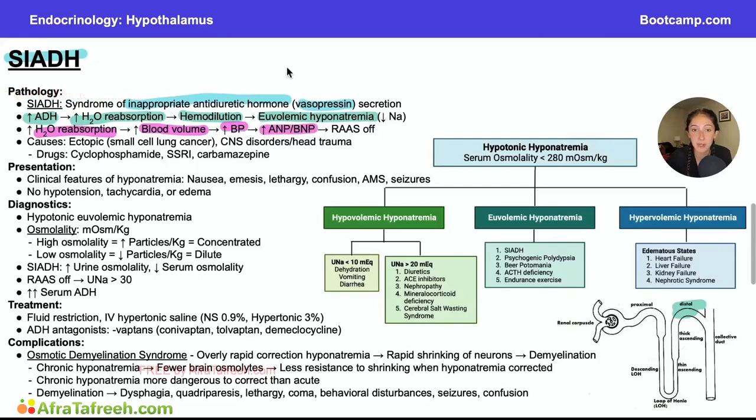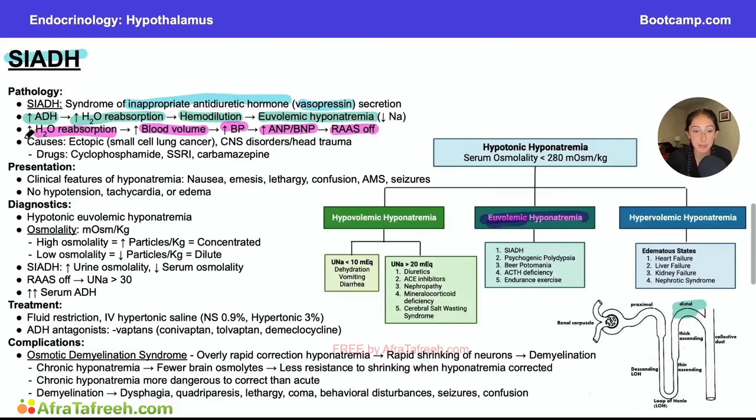Remember, this is atrial natriuretic peptide and brain natriuretic peptide, and their job is to shut off RAS. So because we're shutting off RAS in this situation, there's kind of a counterbalance of all this water that's being reabsorbed. So RAS is off, so we're not saving any of our sodium. We're excreting a lot of our sodium, and that's going to actually maintain a euvolemic state. That's why we're in the euvolemic hyponatremia category over here. Even though we are absorbing an inappropriate amount of water, the RAS is kind of helping us maintain this fluid balance and this blood pressure overall. So it's a little bit of a complicated mechanism, but I think it is important to understand why we have a euvolemic instead of a hypervolemic hyponatremia here.